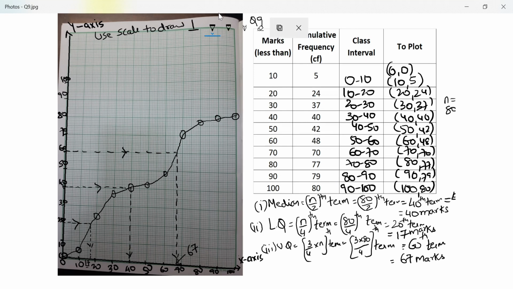Like I said, this is an estimate, so you can also write approximately here in the bracket. And so this is approximate. If this question doesn't have it, but in case I had to calculate the interquartile range, then it will be equal to upper quartile minus lower quartile, which is 67 minus 17, which is 50 marks.